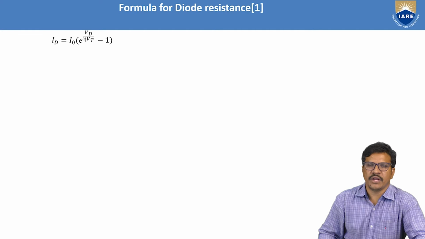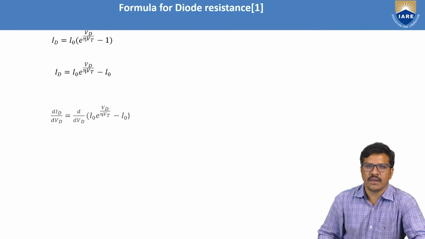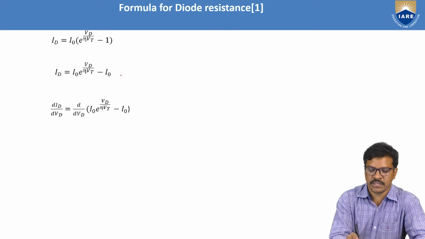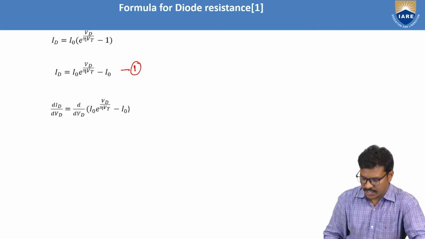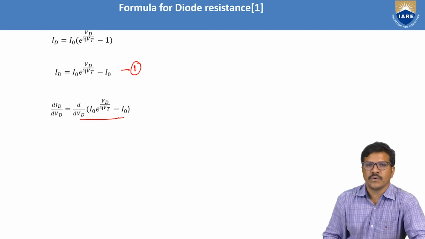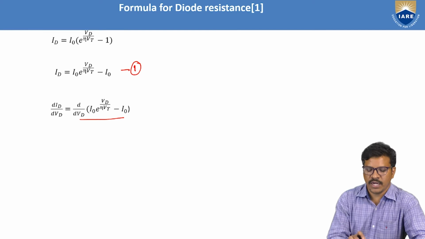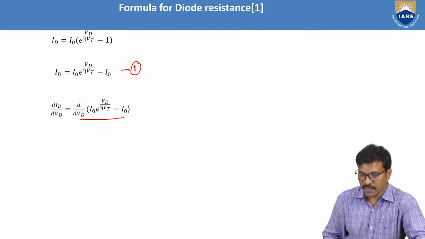We have a diode current equation: ID is equal to I naught e power Vd by eta Vt minus 1. When we expand that I naught into the equation, it will become like this. Then we apply differentiation, the slope dId by dVd, to the above equation, equation 1, and we get the equation on the right side. When we apply the differentiation with respect to Vd to the equation on the right side, then we will get this equation.